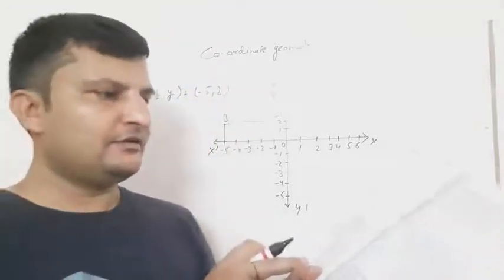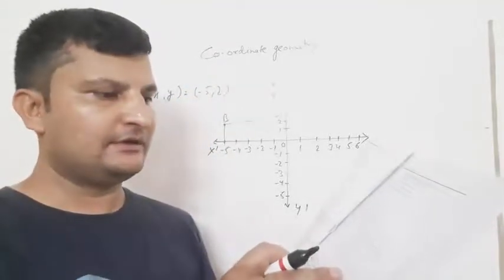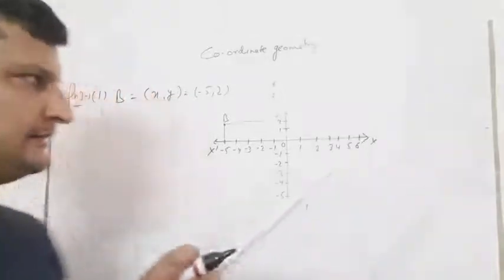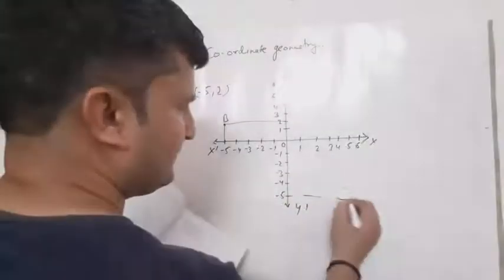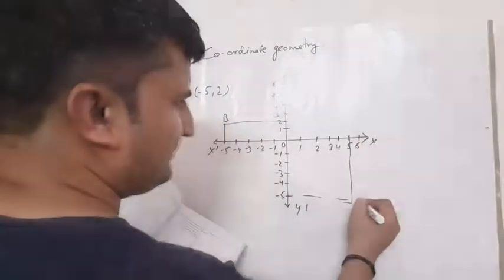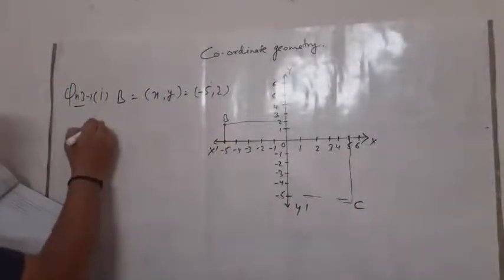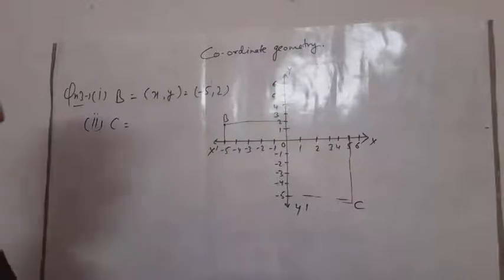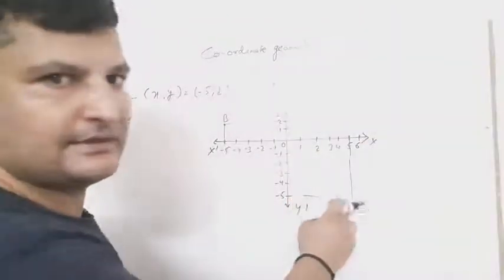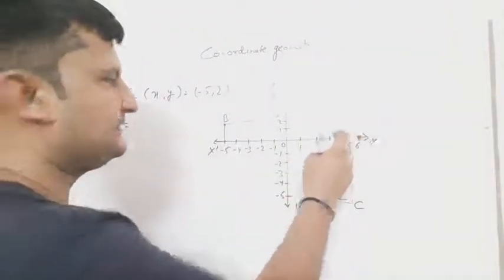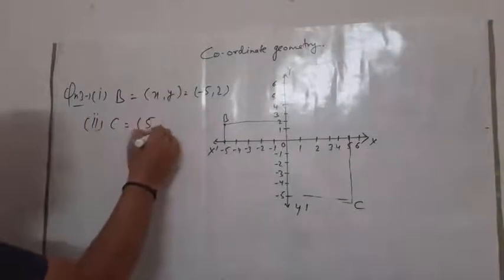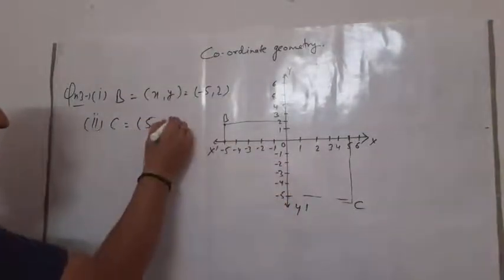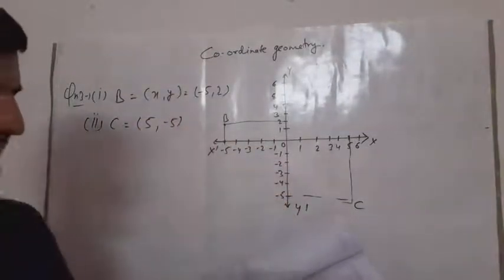Similarly, we have to find the coordinates of C. Where is the point C located? We have to see it first. C is here. So what are the coordinates of C? First is the x-coordinate, which is +5, and the y-coordinate is -5. So these are the coordinates of C.